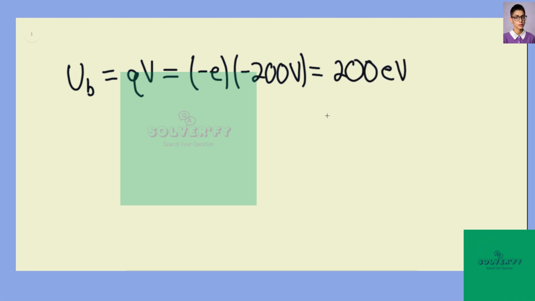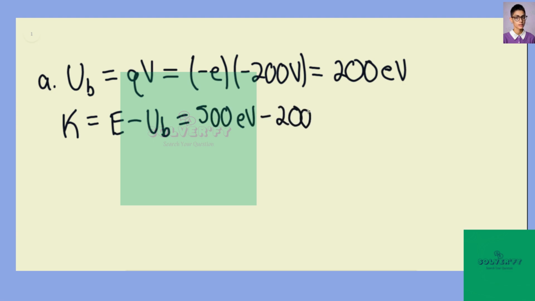Now, we can then find its kinetic energy for part A. We can say that the kinetic energy is going to be equal to the total energy, my apologies, minus the potential energy, U sub B. This would be equal to 500 electron volts minus 200 electron volts. This is equaling 300 electron volts imparted to the electron.